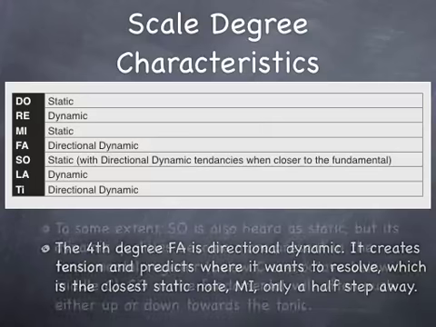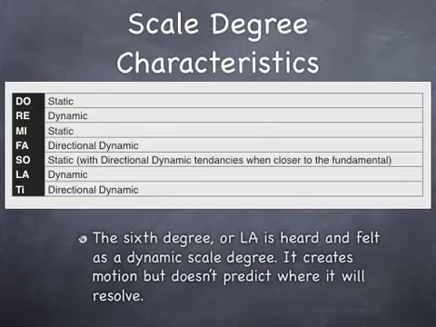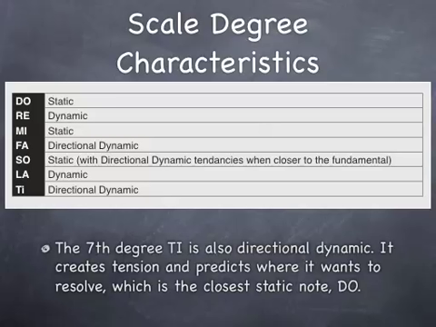The 5th degree, So, is considered to be static. There are some exceptions as you move So into the fundamental. We're going to look at that in future lessons. La, or the 6th degree of the major scale, is dynamic. It can also resolve down to So or continue on up to Do, the root of the scale. Ti, or the 7th degree of the major scale, is the second of the directional dynamic scale degrees. Ti, because of its close proximity to Do, wants to, or predicts that it resolves up to Do.